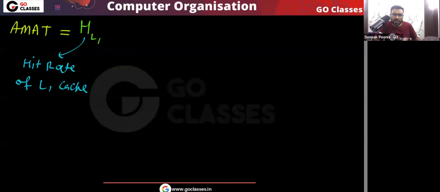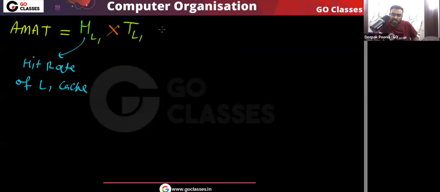L1 cache. So when there is a hit in the L1 cache, then we will only access the L1 cache. Yes or no? Very simple. So I can say when there is a hit in the L1 cache, then the total access time seen by the CPU is basically the L1 access time.